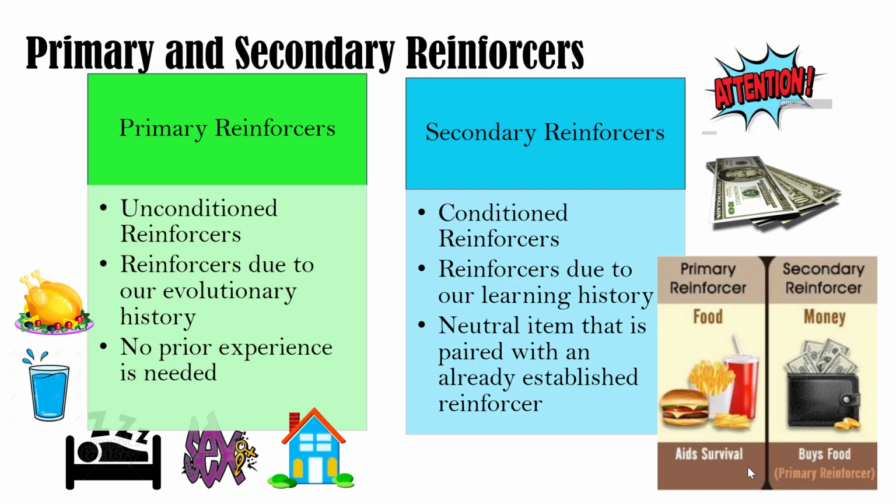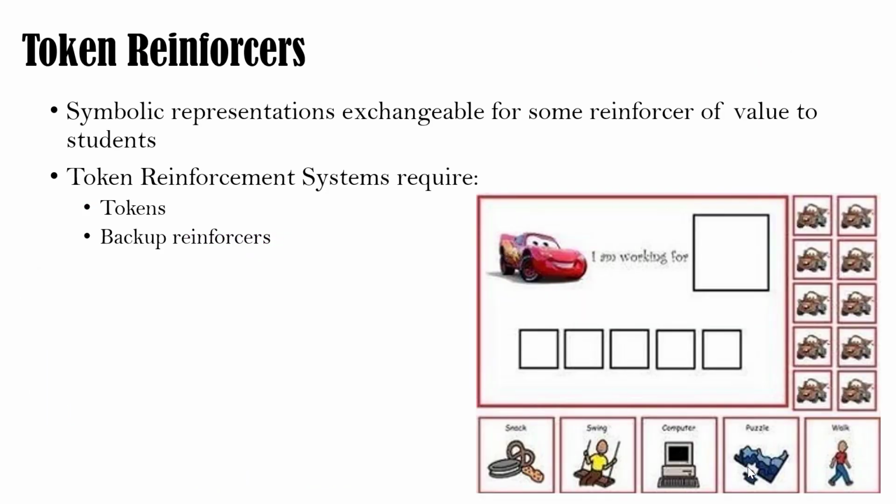Another example is attention. So parents' attention is typically a conditioned reinforcer for most children because it's been paired with the delivery of food, warmth. Another example of a secondary reinforcer are token reinforcers. And we use these a lot in the classroom and with our kids with developmental disabilities.